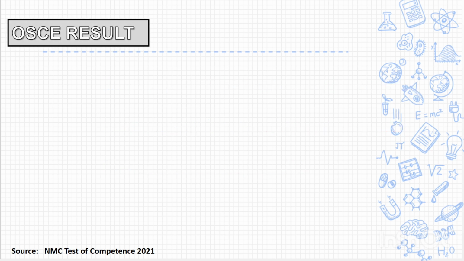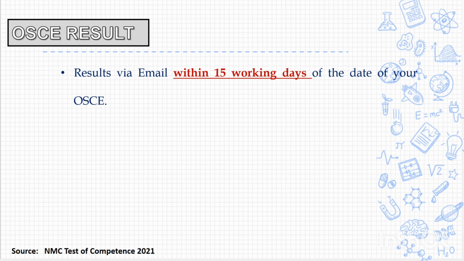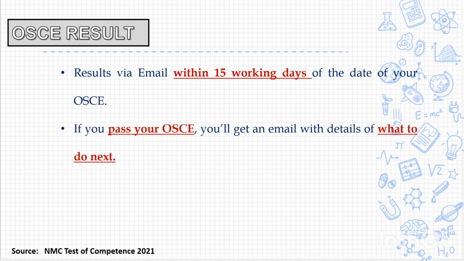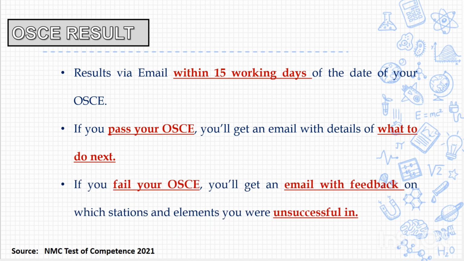So how will you get your OSCE result? Results via email within 15 working days of the date of your OSCE. And if you pass your OSCE, you will get an email with details of what to do next. If you fail in OSCE, you will get an email with feedback on which stations and elements you were unsuccessful in.